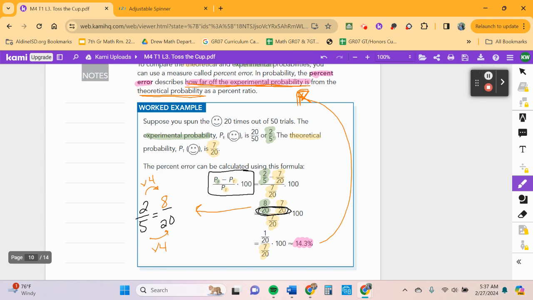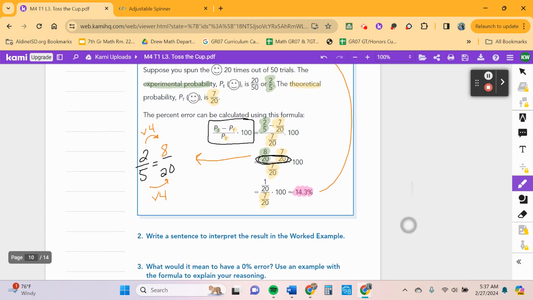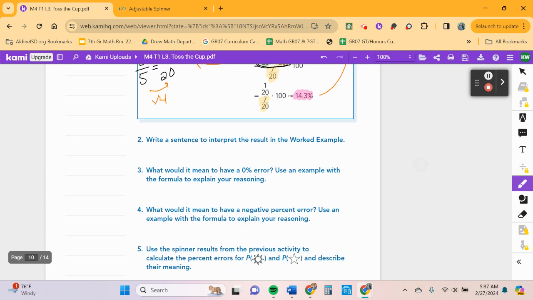Now that we understand what percent error is, it's time for you to answer some questions. You're going to answer 2, 3, and 4, and then we'll come back and do 5 together. Question 2 says, write a sentence to interpret the result in the worked example. Number 3, what would it mean to have a 0% error? What do you think? Use an example with the formula to explain your reasoning. Number 4 says, what would it mean to have a negative percent error? Use an example to explain your reasoning. And number 5, we will get to afterwards.